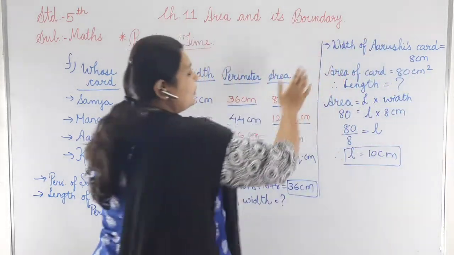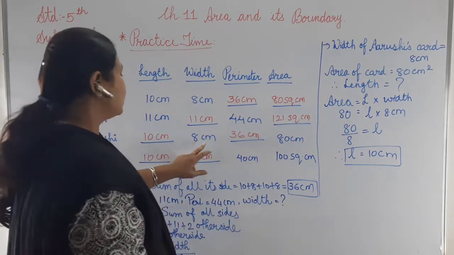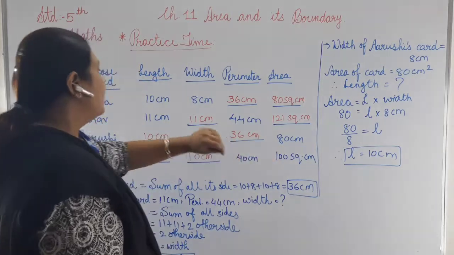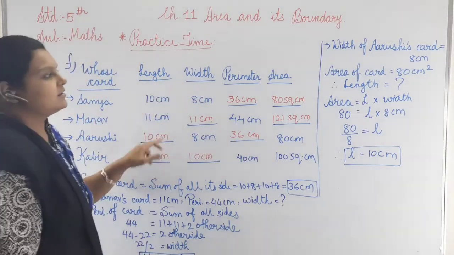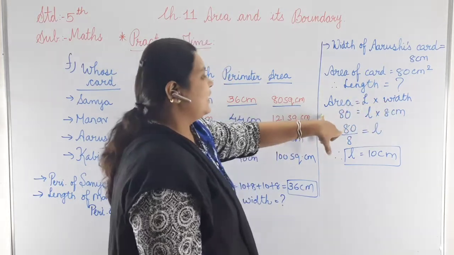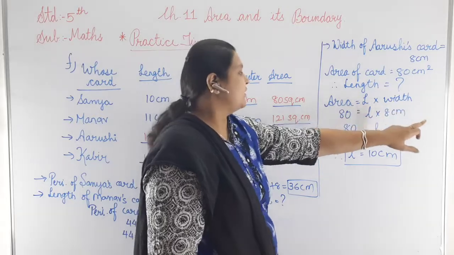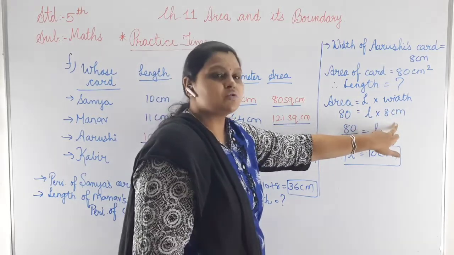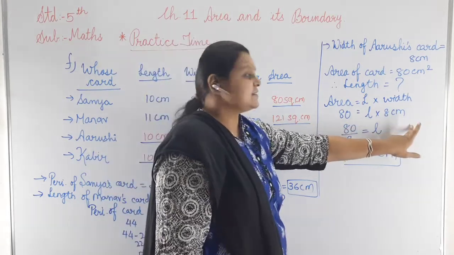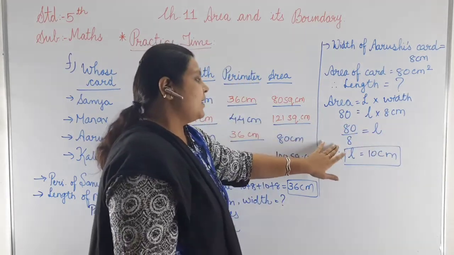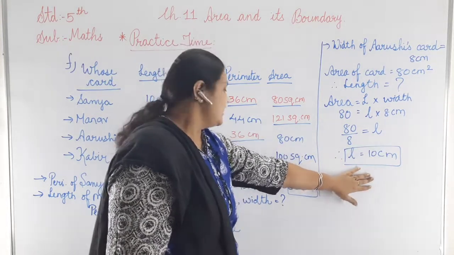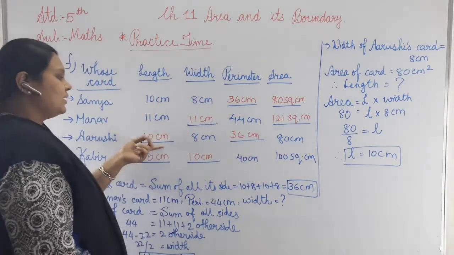Same way, width of Arushi's card is given, 8 centimeter, and area is given, 80. First we have to find out length. So length is equal to question mark. Area equals length into width. These two values we have, so we will insert the values. 80 is equal to L into 8 centimeter. So 80 divided by 8, that is 10 centimeters. So here length is 10. So we will write over here.